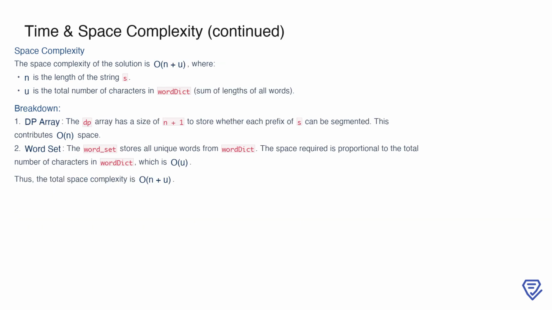The space complexity of the solution is determined to be O(n + u). Here, n represents the length of the string s, and u is the total number of characters in wordDict, which is the sum of the lengths of all words. The dynamic programming array, or DP, is sized at n plus 1 to store the segmentation status of each prefix of s. This contributes O(n) space. Additionally, the word_set stores all the unique words from wordDict, and the memory required for this is proportional to the total number of characters in the dictionary, or O(u). Combining these, the total space complexity of the solution is O(n + u).